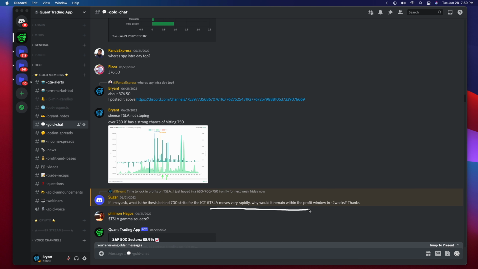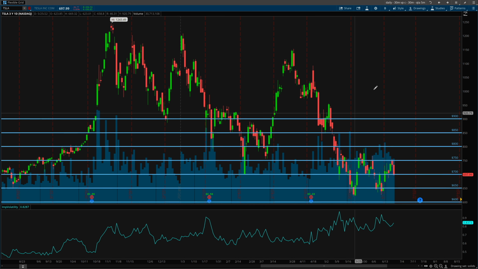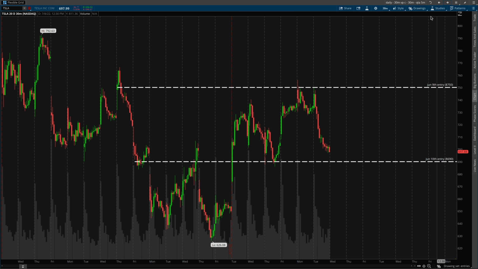Tesla moves very rapidly. Why would it remain within the profit window within 2 weeks? Thanks. I'm not expecting it to stay within the profit window for 2 weeks, because again, the window was pretty tight last week. Once Tesla hit 700 right here, I essentially opened up the iron fly. Here we are a few days later, it was still hovering around 700, and now a full week later it hit 700 again.